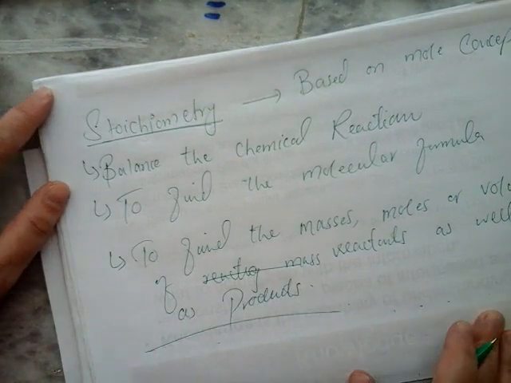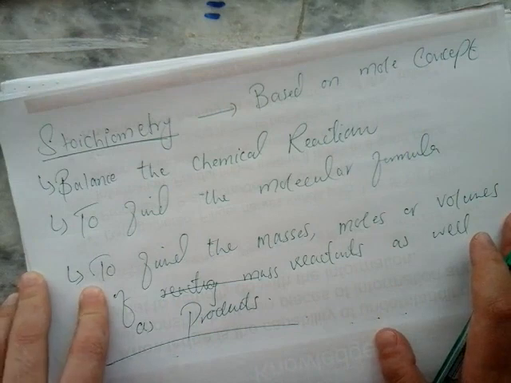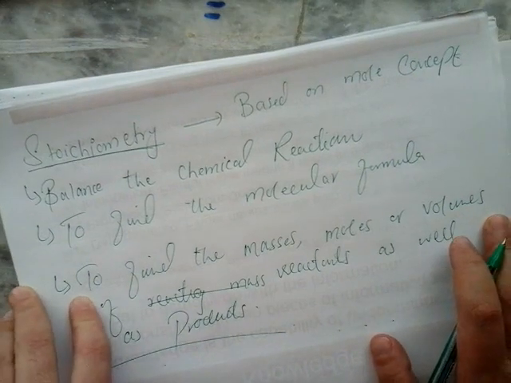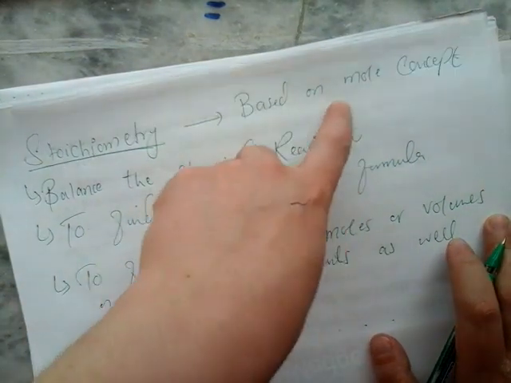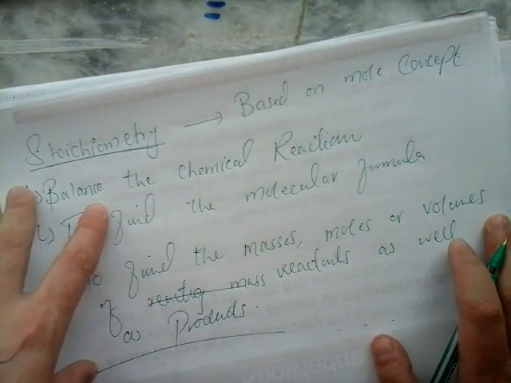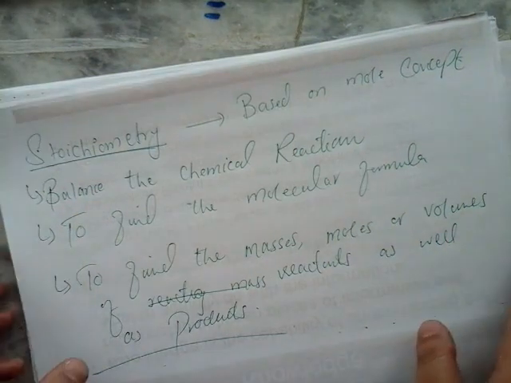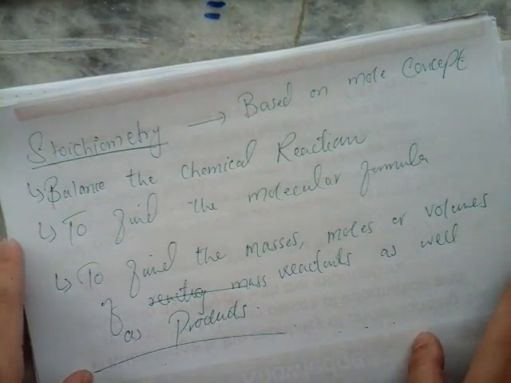Is that clear? So this is the purpose of stoichiometry, and I hope that you have understood the concept, and I hope that you also know how to apply the mole concept on stoichiometry, and in this way you can calculate the masses and volumes and find the molecular formula of the reactants as well as the products.